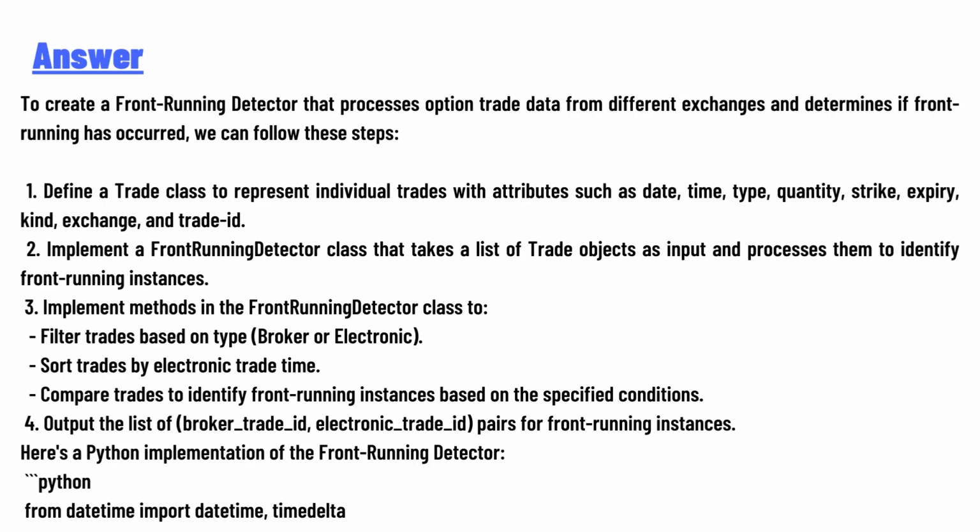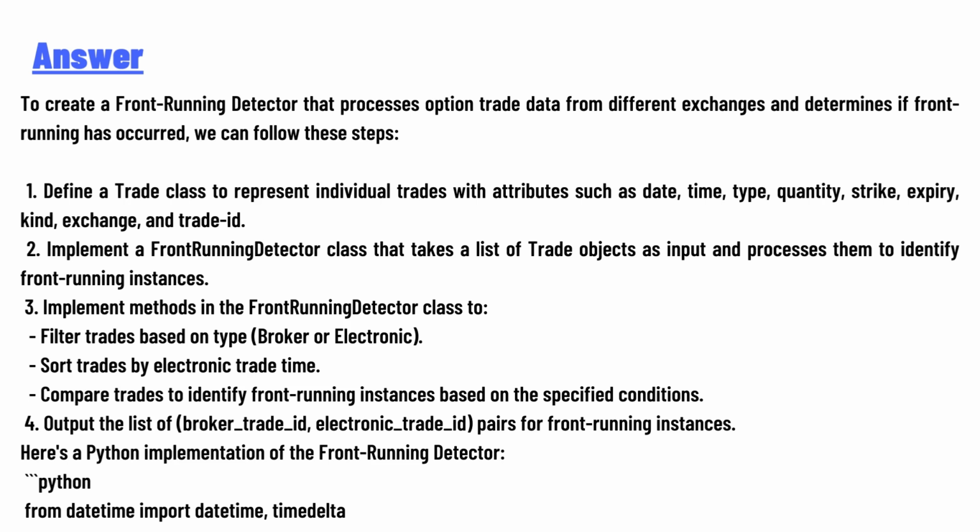The answer to the question is to create a front-running detector that processes option trade data from different exchanges and determines if front-running occurs. We can follow these steps. First, define a trade class to represent an individual trade with attributes such as date, time, type, quantity, strike, expiry, kind, exchange and trade ID.